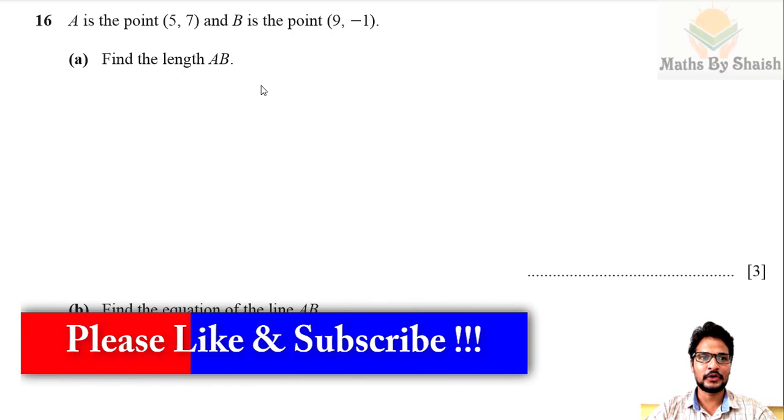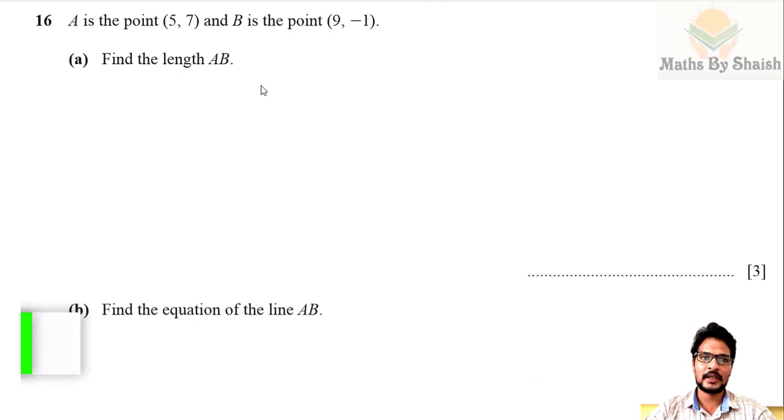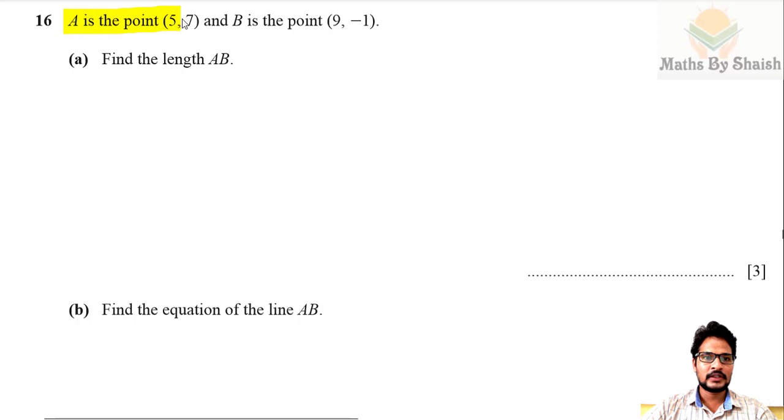Today in this video we are going to discuss the last few questions from May-June 2021 Cambridge Mathematics. It is paper 2, and 058022 is the component. So let's start with question number 16. A is the point with coordinates (5, 7) and B is the point with coordinates (9, -1). Part a is to find the length of AB.